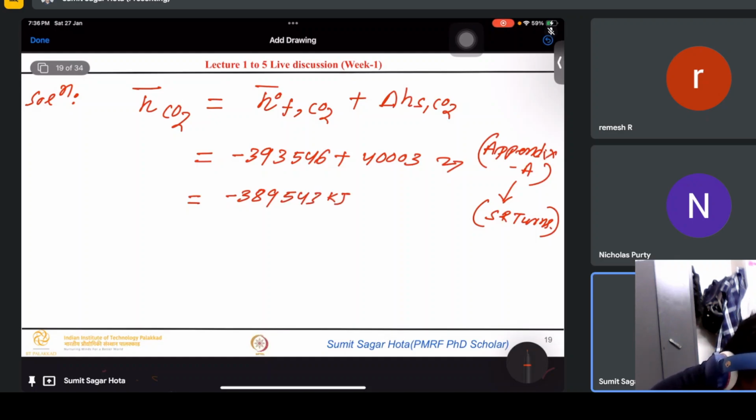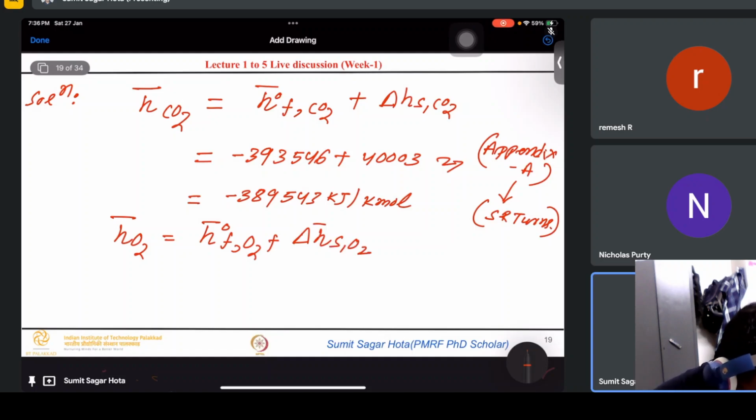38,945. The negative sign means that obviously there is some heat loss. And H bar of O2 comes out to the enthalpy of formation of O2 plus delta H bar of O2. So you can know the real thing here: oxygen is already formed in the universe, it is an already occurring species.